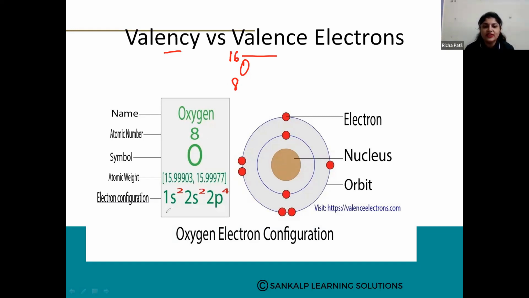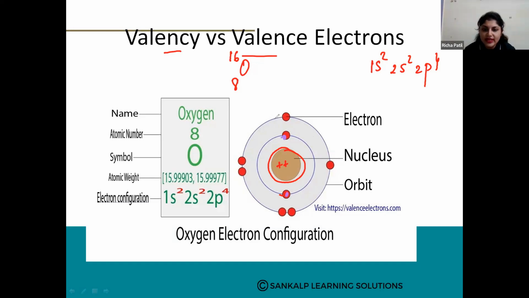Then the electronic configuration, how you fill up the electrons: 8 electrons, 1s2, 2s2, 2p4. You can see at the center there is a nucleus. Subsequently, orbits or shells are present. In the first shell, the maximum number of electrons filled is 2. You can see there are 2 electrons filled here.